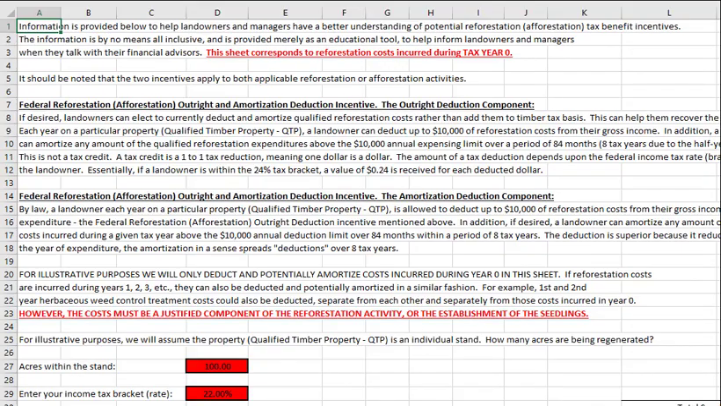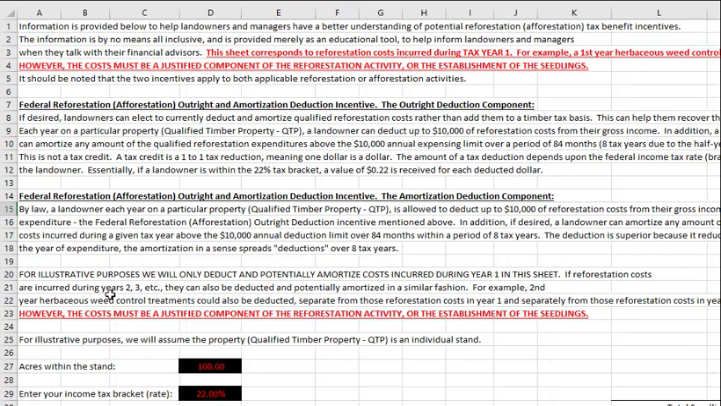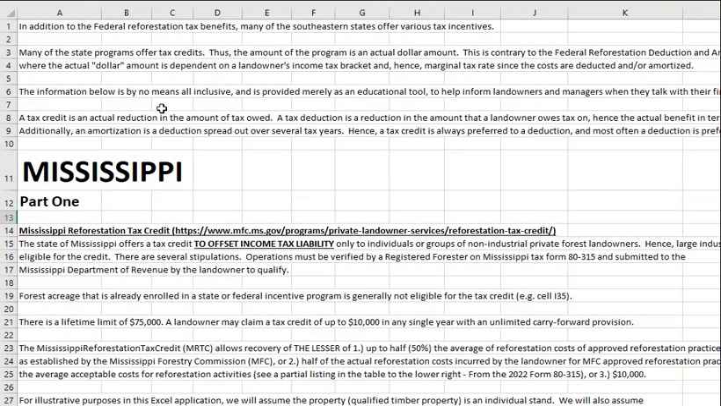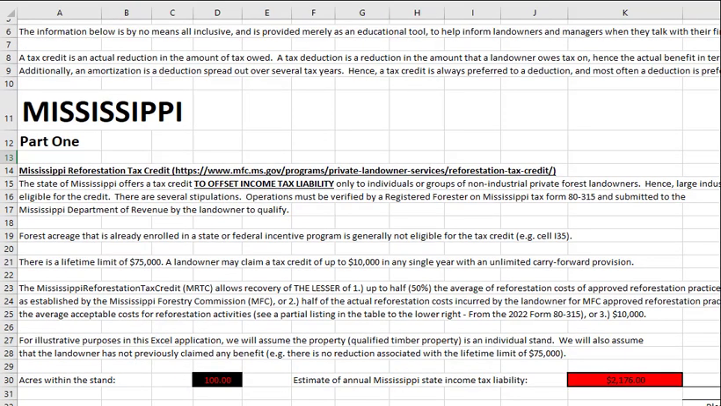And you can deduct up to $10,000 annually for reforestation costs incurred in that tax year. And then here's your reforestation benefit for year 1 federal, and then year 2, and then here's your reforestation benefit for the state of Mississippi for the reforestation tax credit. And remember, this tax credit only offsets income tax liability. So I've talked with some folks that are retired and they really didn't have any income tax per se, revenue that they were being taxed on. So therefore there's really nothing to offset. So therefore the tax credit really doesn't help them. But it's very important that it only offsets income tax liability.